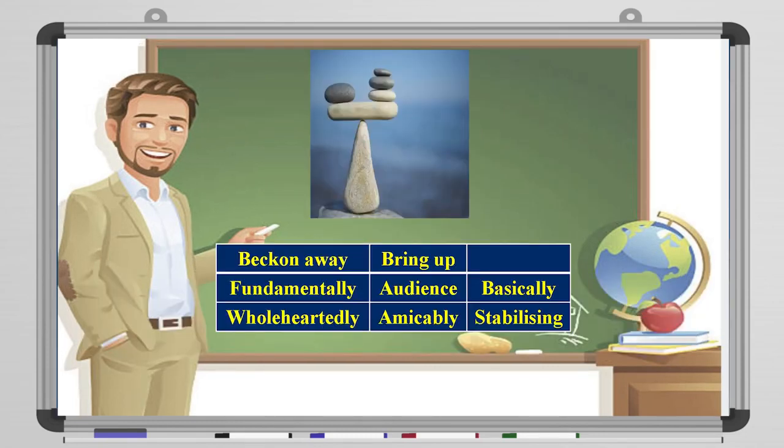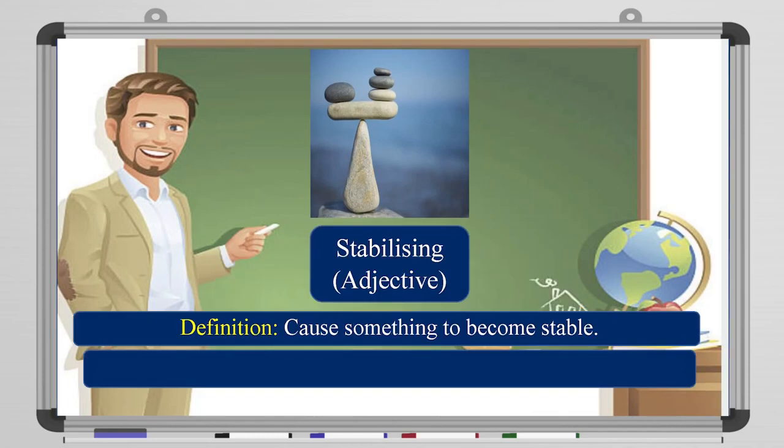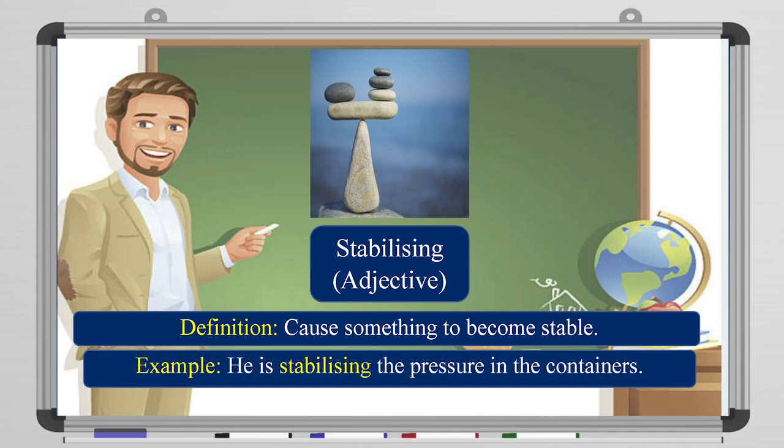So you have a sort of balance here. So it's keeping balance. When you have someone who's trying to balance something, what are they trying to do? Did you get the word? Well, the answer is stabilizing, and it is an adjective. It is to cause something to become stable, to cause something to become balanced. For example, he is stabilizing the pressure in the containers. So sometimes in containers, the pressure can go up or it can go down, right? So they're trying to stabilize it, meaning they're trying to make it normal, and they're trying to balance it out. Did you get that one? Well, let's see the other one.